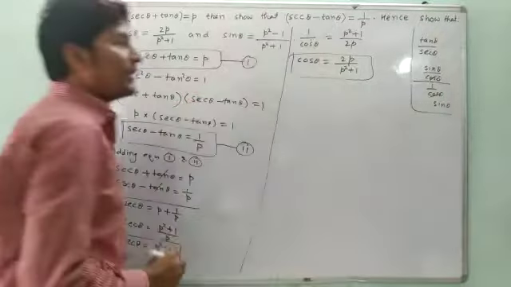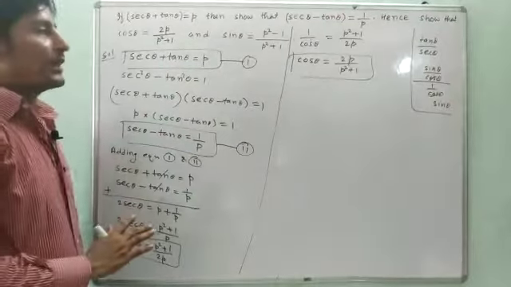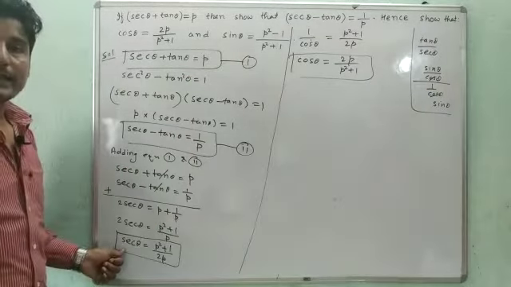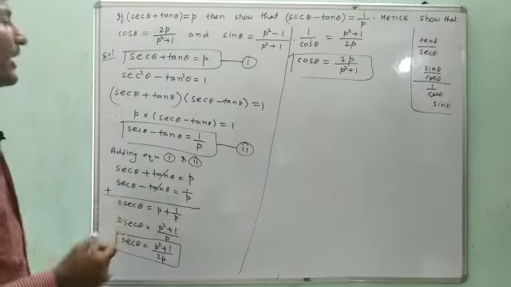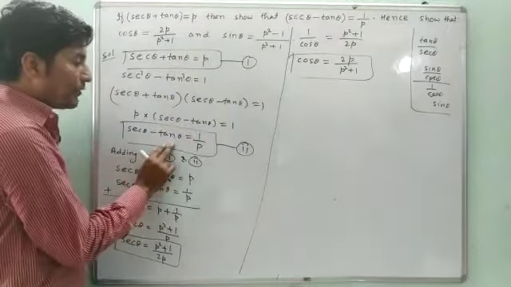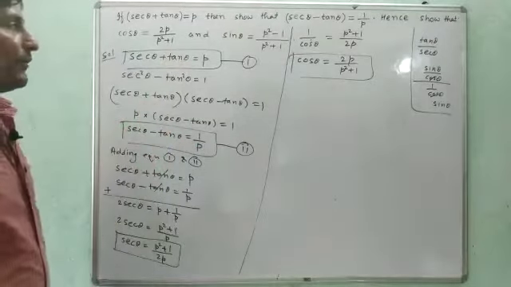So if we divide the value of tan theta by the value of sec theta, then we can get the value of sin theta. We already have the value of sec theta. We simply have to calculate the value of tan theta. We can easily find the value of tan theta from equation 1 and 2. If we subtract equation 2 from equation 1, then we can get the value of tan theta.